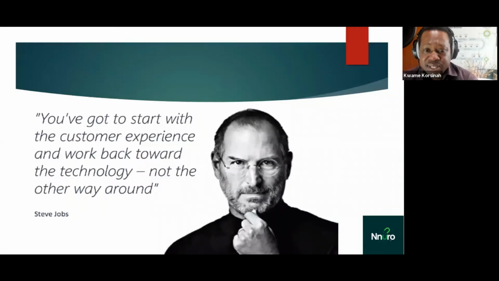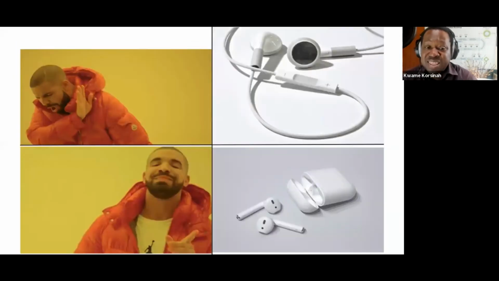Steve Jobs once said, you've got to start with the customer experience and work backwards toward the technology, not the other way around. It's one of the principles for the products we're building at Lean Icon Technology. We're building a product known as Enroll, which will be for wholesalers, retailers, and customers. We're still in the process of building the product, and for this product, we've been thinking carefully about the user.